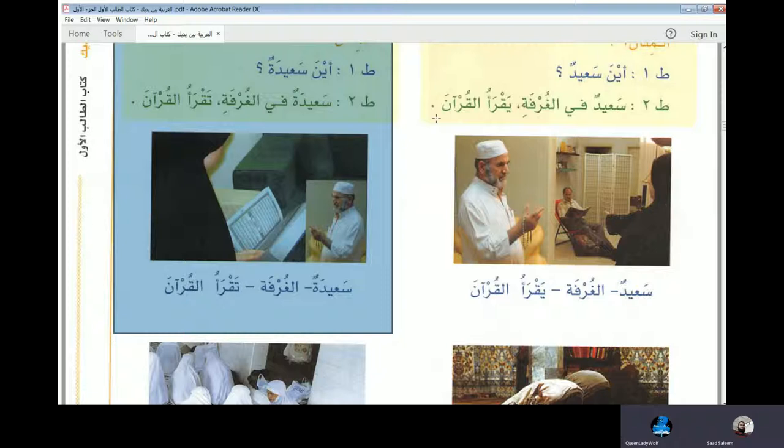So, Aina Saeedatun. Where is Saeeda? This is female. Saeedatun fil ghurfati taqra' al Quran. Saeeda is in the room reading the Quran. Good.